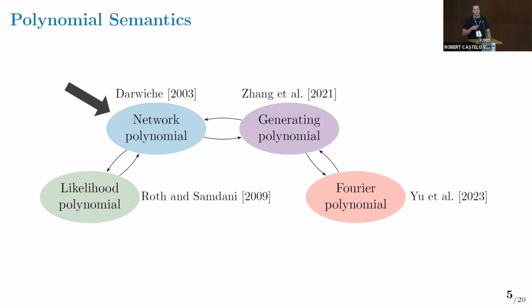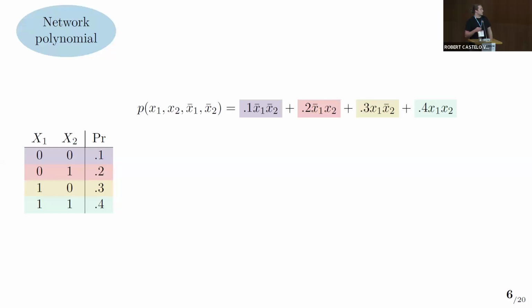All right, so the remainder of the talk is going to go through at a high level each of the four, and then say how we can relate it back to the others efficiently. So let's start with the network polynomial. This goes back to Bayesian networks. This is like a common compilation target for Bayesian networks, hence the name.